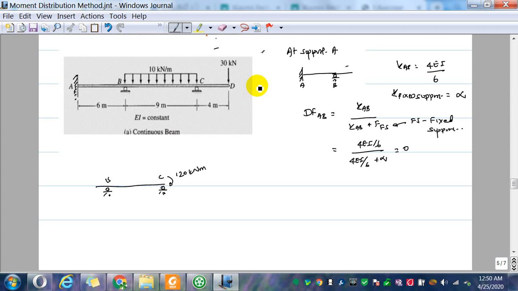If I consider this scenario, here B is an internal pin, which is considered equivalent to fixed, and the far end C is a pin. When the far end is a pin, KBC is 3EI over L, where L is 9. That is the stiffness of BC.